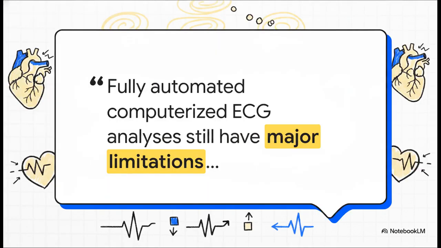Now, with all these clear rules, you might be thinking a computer could just do this perfectly, right? But the source material leaves us with a pretty stark warning. It says, fully automated computerized ECG analyses still have major limitations, and therefore should not be accepted without careful clinician review. The human heart is incredibly dynamic. Leads can get misplaced, artifacts show up, and subtle structural diseases can mimic classical blockages. Advanced technology is amazing for sure, but human understanding of these core principles is still completely irreplaceable.